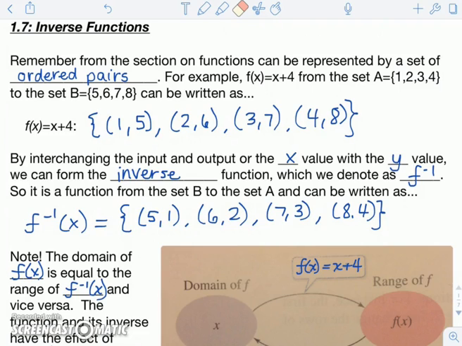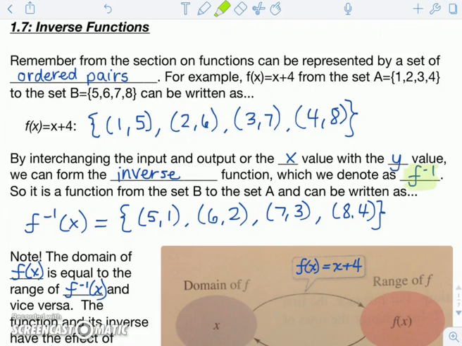this function as a set of ordered pairs, 1 to 5. 1 plus 4 gets me 5. 2, 6. 2 plus 4 gets me 6, and so on. By interchanging the input and the output, or swapping my x and y values, I can form the inverse function, which we denote as f with the little -1 here. We don't call it f to the -1, we call it f inverse.